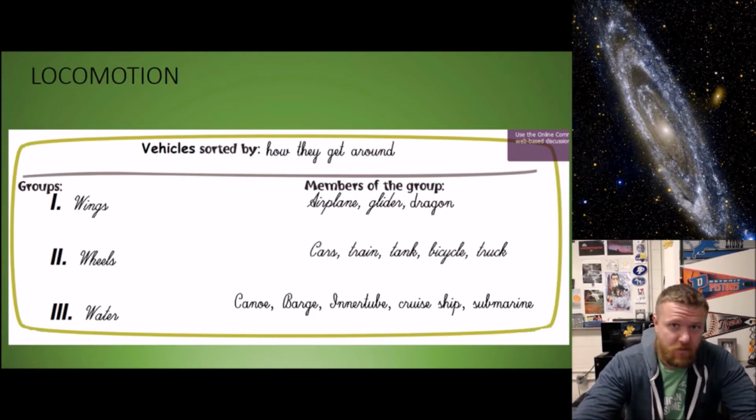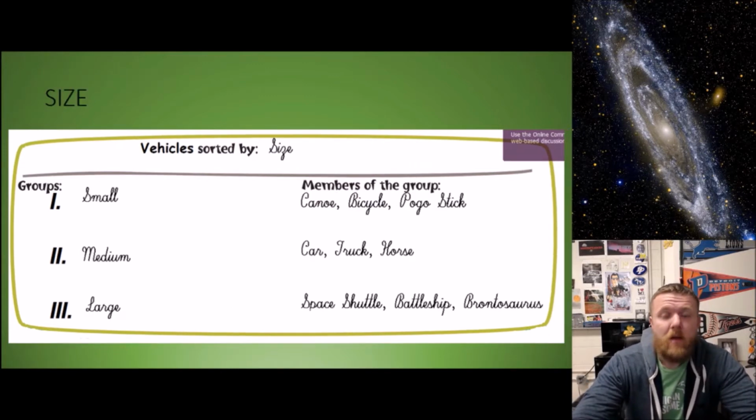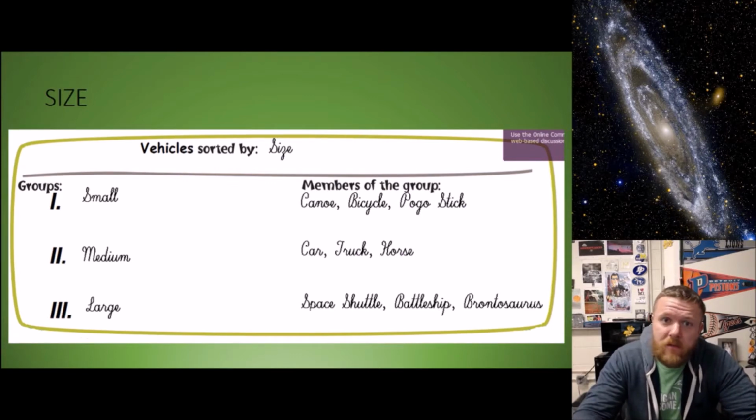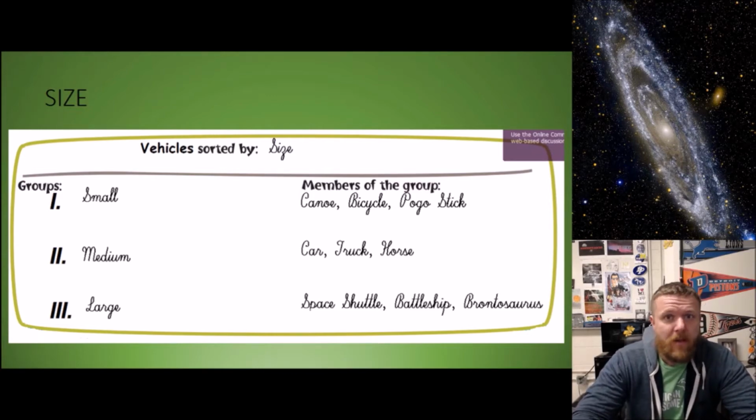Maybe you don't want to organize them based on how they get around. Maybe you'd rather organize them based on their size. So you could have small vehicles, medium vehicles, and large vehicles. Small vehicles could be something like a bike. A large vehicle could be a battleship. There are different ways to organize vehicles.